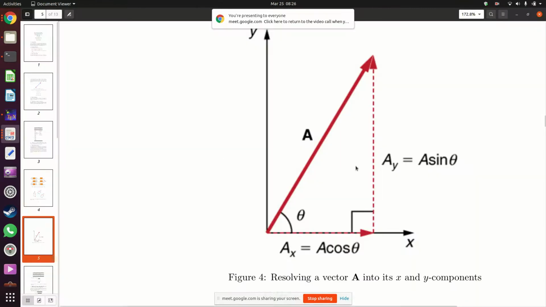So you have yourself a right angled triangle. From this right angled triangle, you can get these relationships: AX is going to be A cos theta and AY is going to be A sin theta. So this is your opposite, this is your adjacent, this is the hypotenuse, and they are related like this.